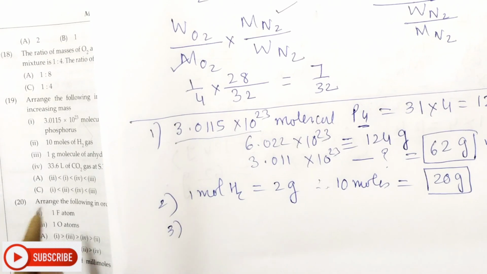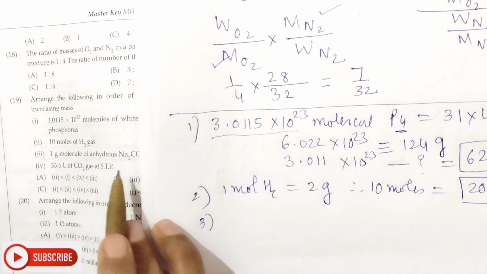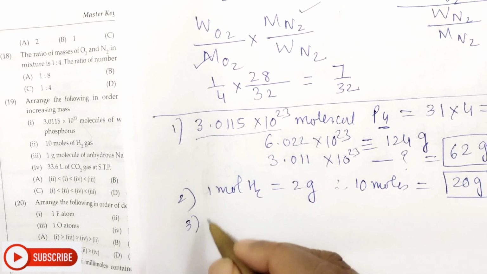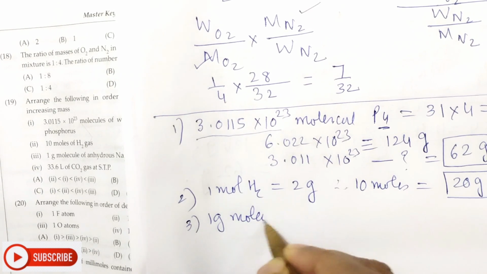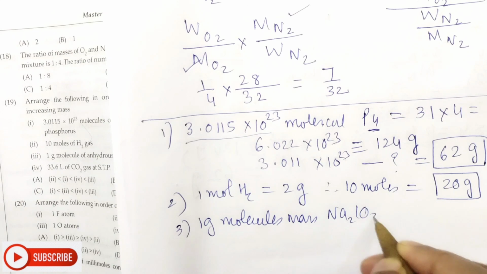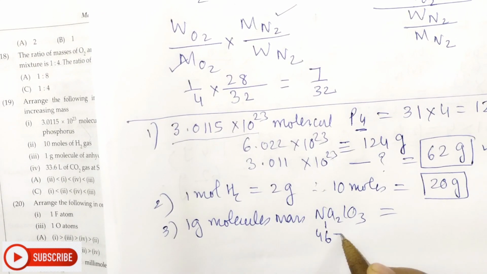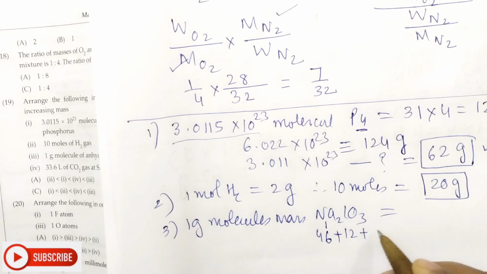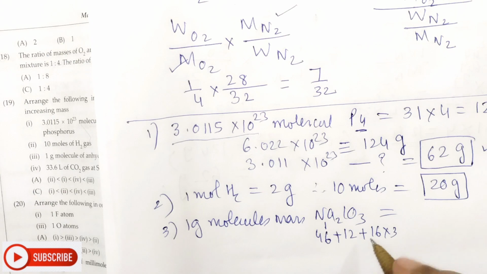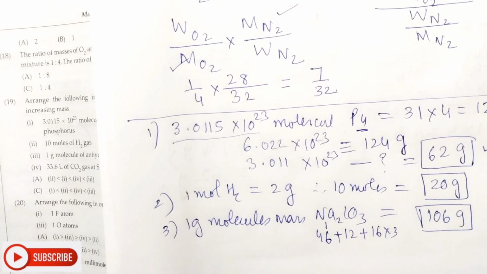Come to the third one. They have given 1 gram molecule of anhydrous Na2CO3. Anhydrous means there is no water of crystallization. So what will be the mass of 1 gram molecule of Na2CO3? What will it be, students? This will be 23 into 2, that is 46, plus carbon is 12, plus 16 into 3. If you make the total out of this, it will come to 106 gram. So I have converted this also into mass.